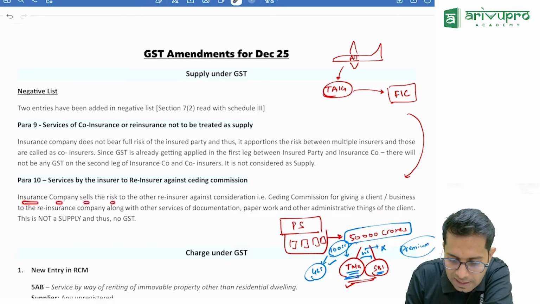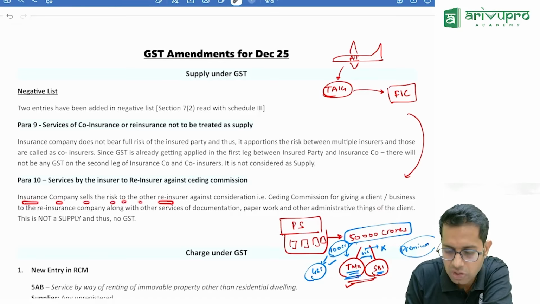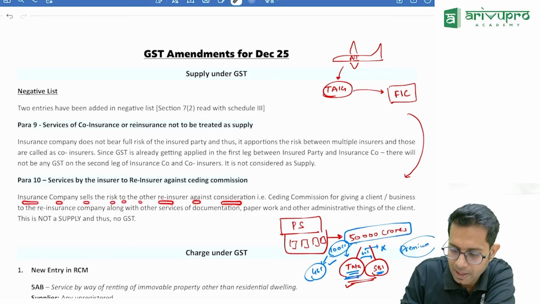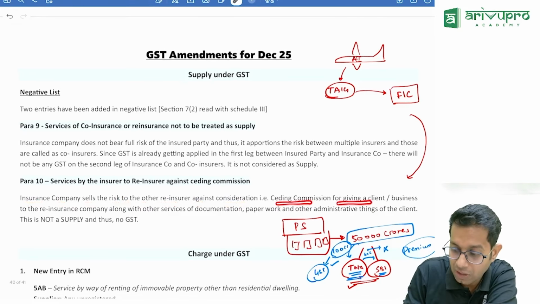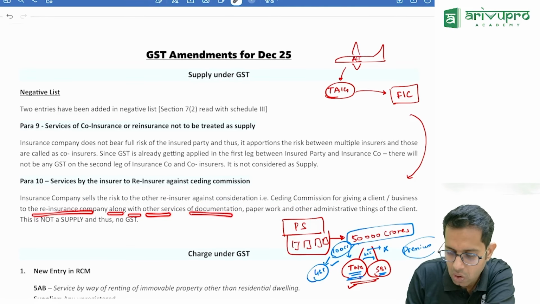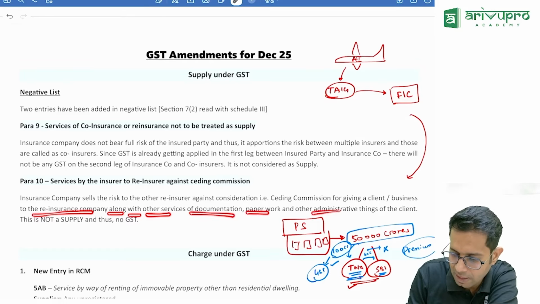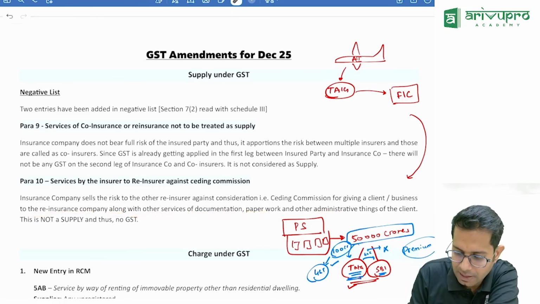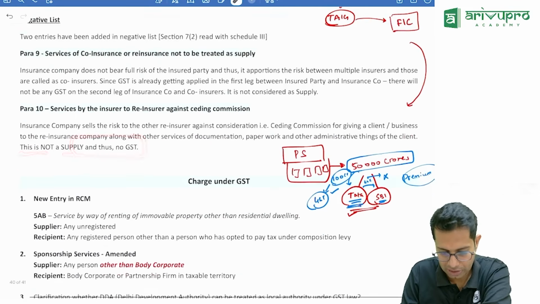Insurance company sells the risk to other reinsurance against consideration, called as ceding commission, for giving client or business to the reinsurance company along with other services of documentation, paperwork, everything will be taken care of by the Tata Group only. This is not treated as supply and therefore there is no GST.